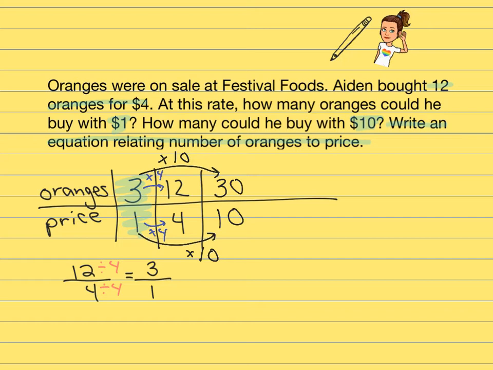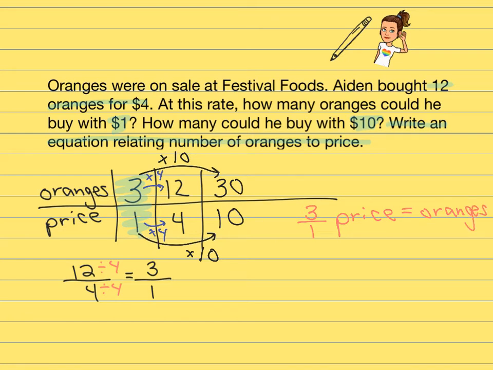Multiply by the unit rate, 3 times 4 equals 12. What stays constant is our unit rate. Our unit rate is 3 oranges for $1, or 3 firsts. We're always multiplying by the price, and that equals the total number of oranges.